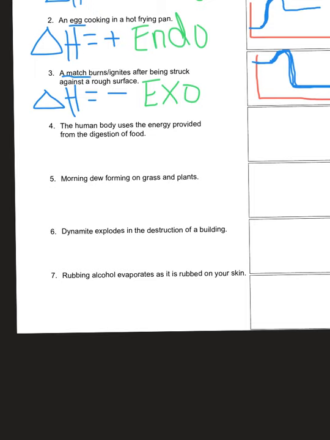The human body uses the energy provided from the digestion of food. Okay, so let's use the human body. That's our system. Is it absorbing energy or releasing energy from food? Absorbing it. That makes delta H positive. That makes this one endothermic.